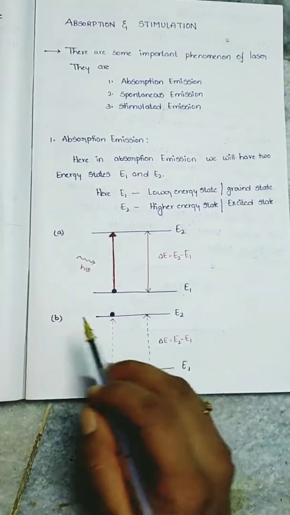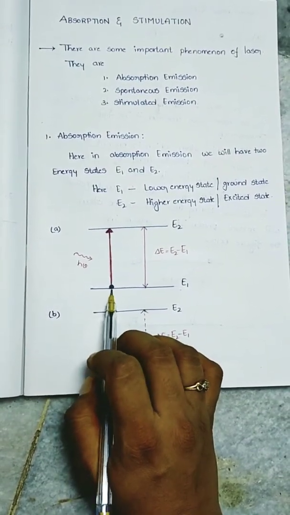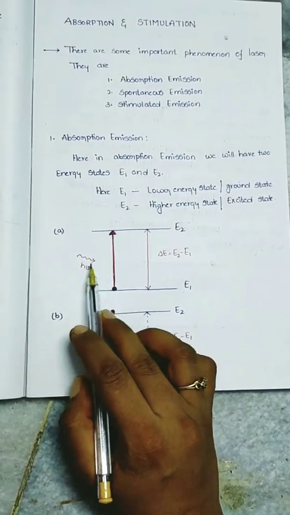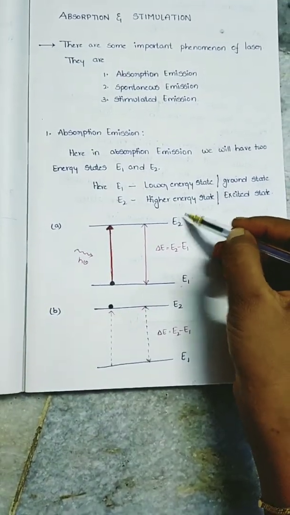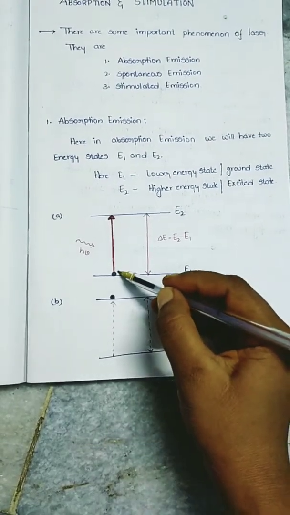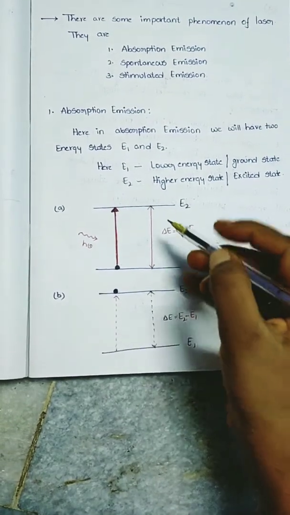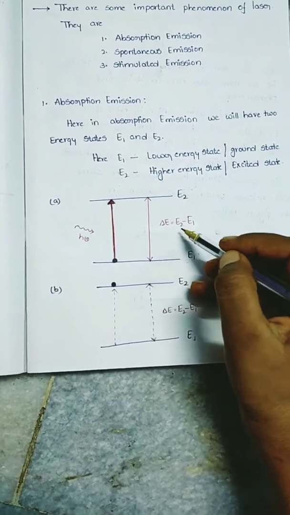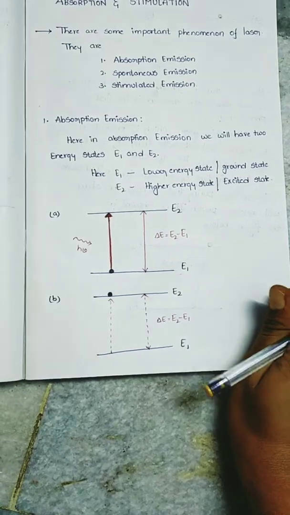Now we will give some energy from outside to this atom, and this atom will absorb this energy and move from E1 state to E2 state, which I have represented here. It will move from E1 to E2 like this, absorbing an energy of delta E, where delta E equals E2 minus E1. This is all about absorption emission.